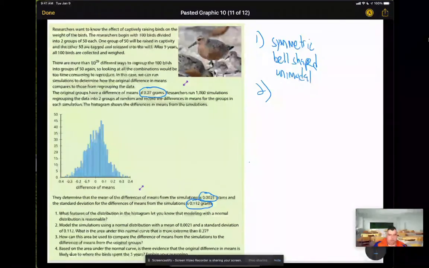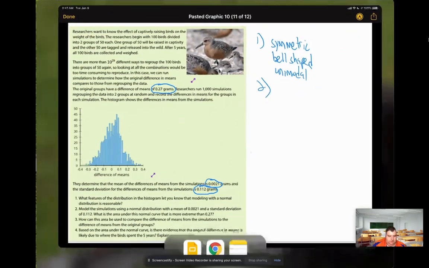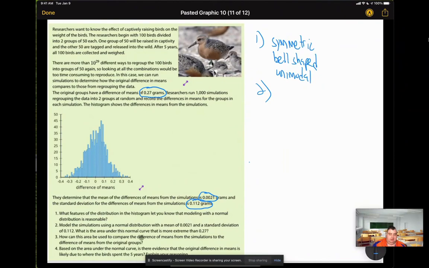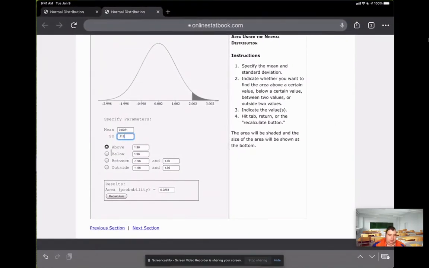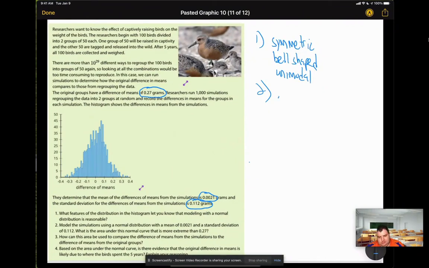So our mean was 0.0021, and our standard deviation was 0.112. And we want to know the percent or the area under the normal curve that is more extreme than 0.27. So more extreme would be above 0.27. And if I calculate, I get an answer of 0.0084, which is 0.84%. So it's less than 1%.